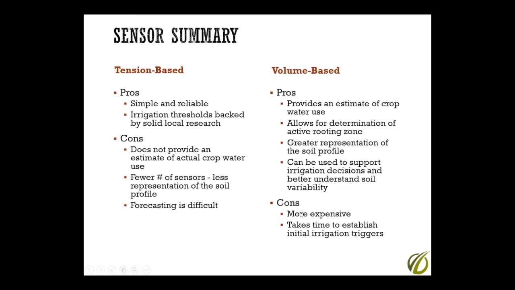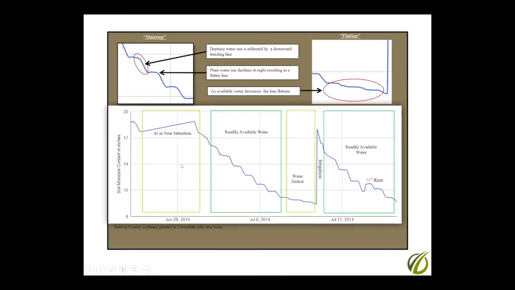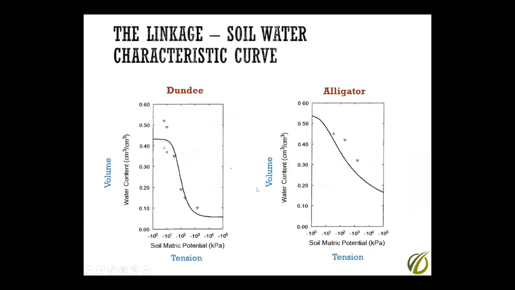Cons to those, they are more expensive, and it takes time to establish those initial irrigation triggers. As I showed in this previous slide, if we install one of these sensors in a field with no history, initially it takes time to figure out where this area of water deficit is, and how long it's going to take us to get there. And that's something I want to address next.